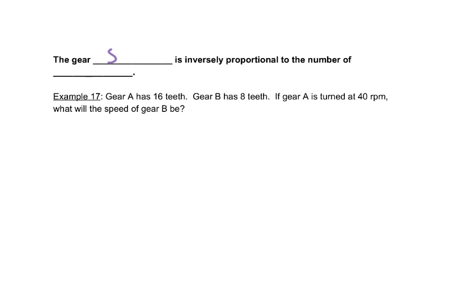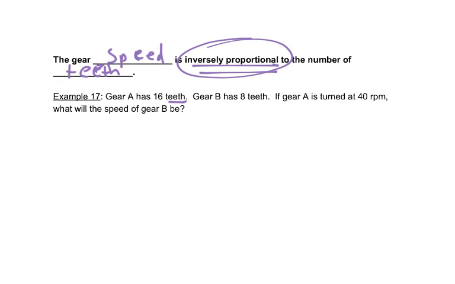The gear speed is inversely proportional to the number of teeth. Okay? And this is always true. So the number of teeth, if it has more teeth, it means it's a bigger gear, and that means it's going to go slower. If it has fewer teeth, lower number of teeth, it's smaller gear, it will go faster. So there's always this inverse relationship with it. Okay, so that's important to remember when you're talking about gears.